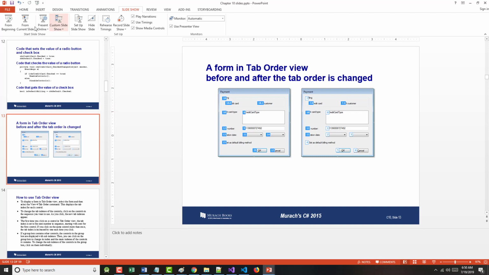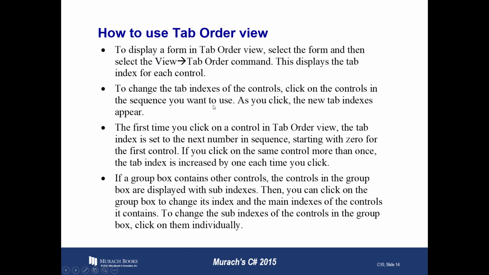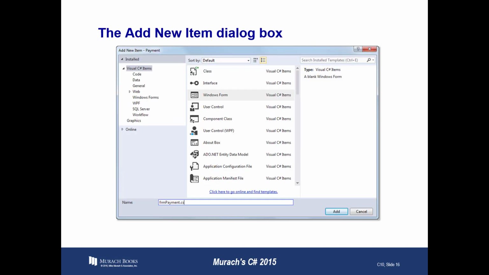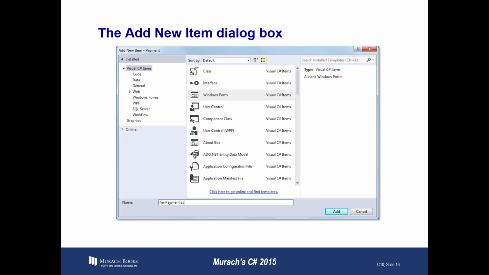So hopefully, just very quickly going over that tab order. They do mention, with a group box, their sub indexes, etc. You can read all that on your own. Okay. Date time picker control. So they want an add new item. And I guess we're adding a new form. So let's do that.